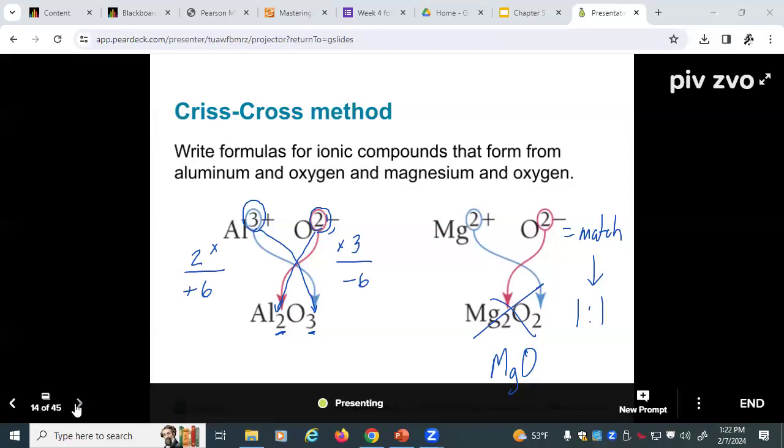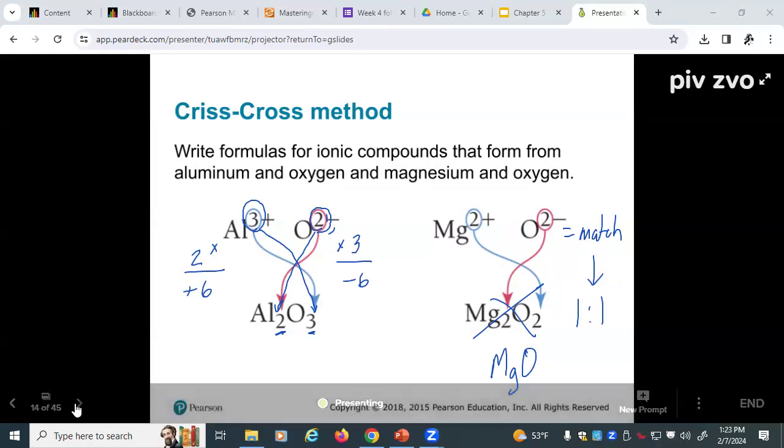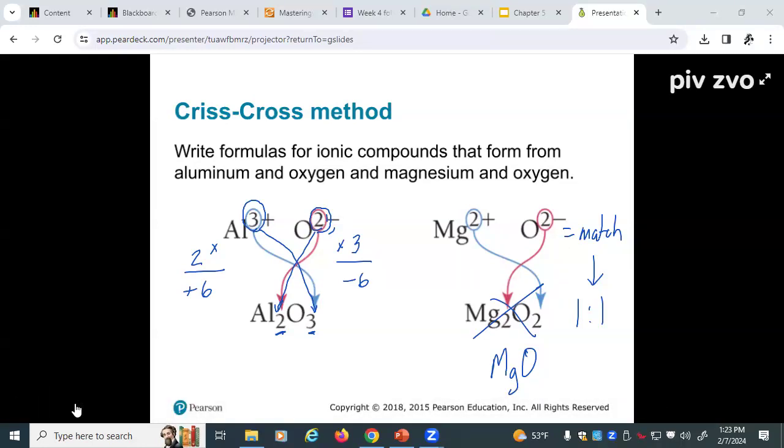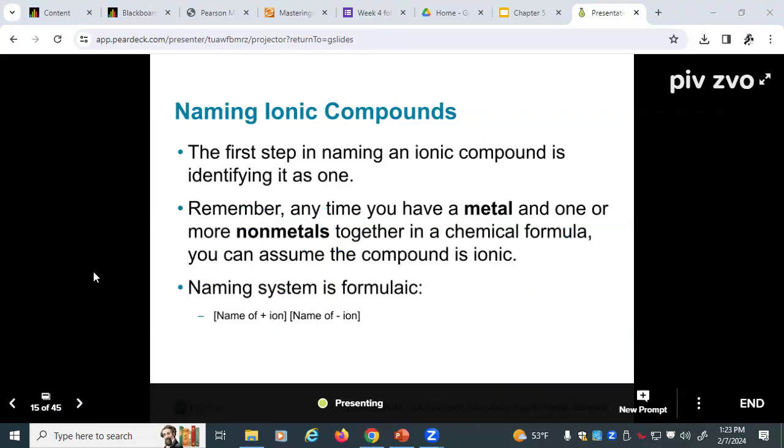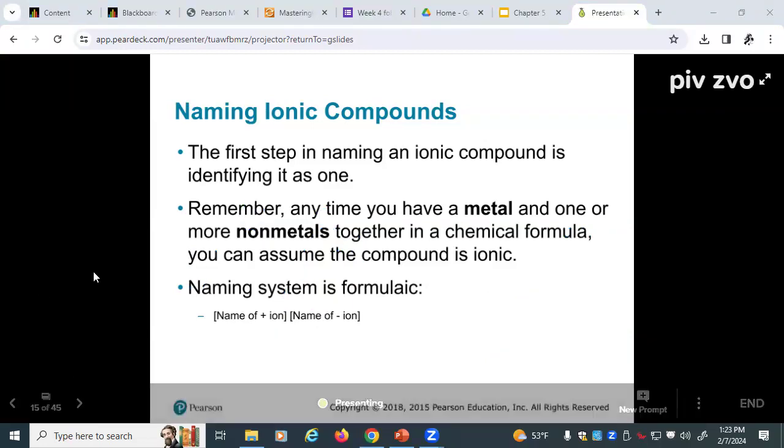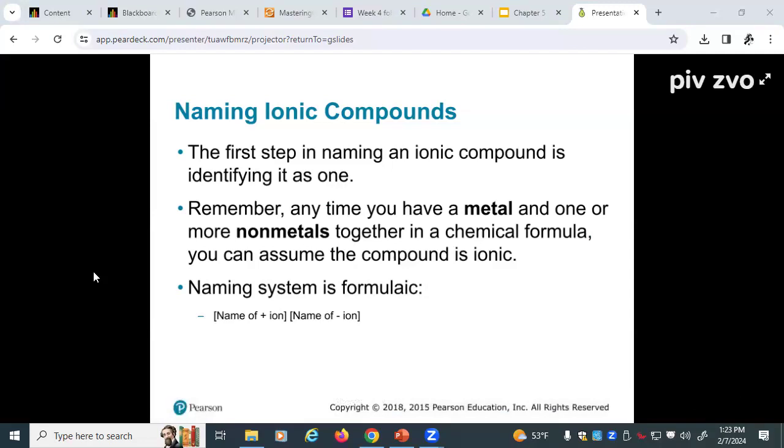So that's how we write formulas. Now, there's a big piece of that. I have to know what the ions are to write the formulas. So how do we go about doing that part of it? We can get a little bit of help from here. When it comes to naming ionic compounds, obviously the first step is to identify that it is ionic in the first place.